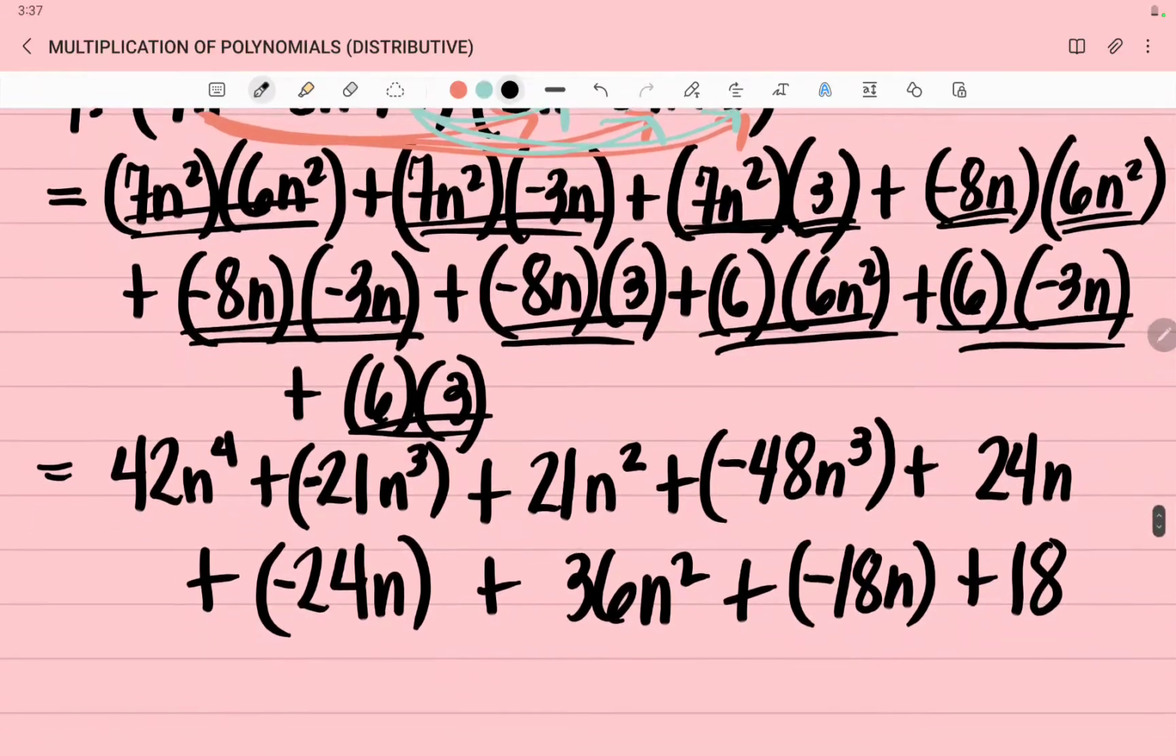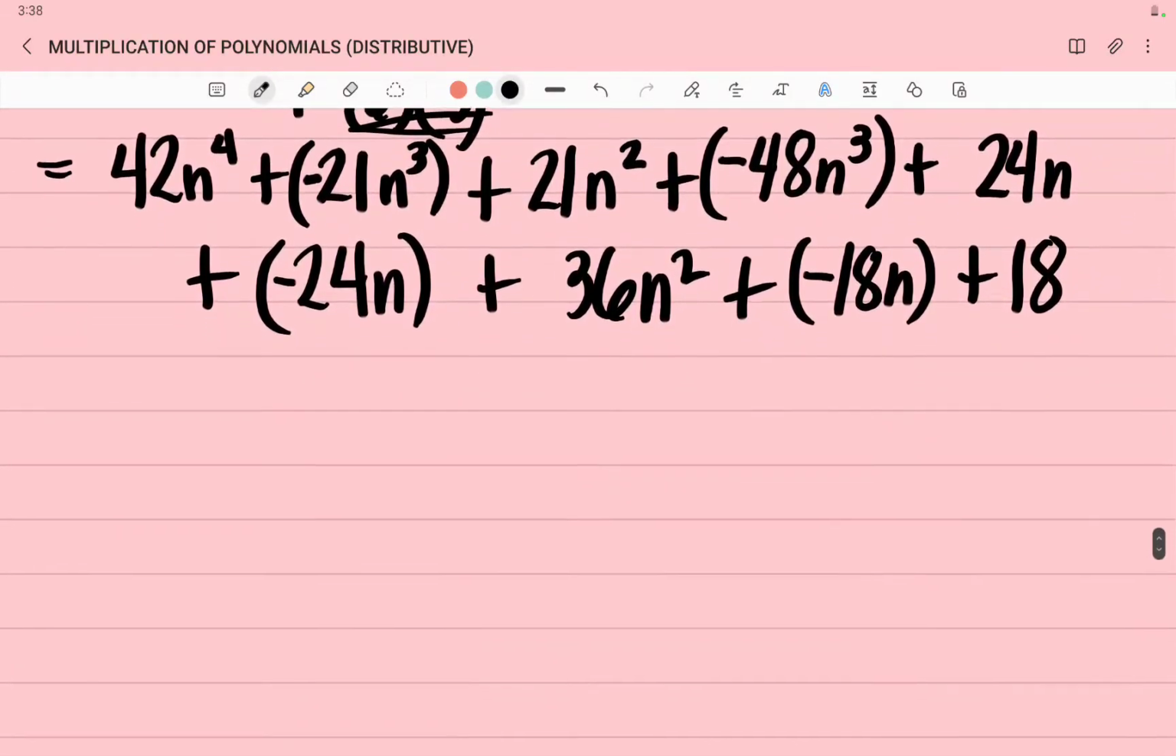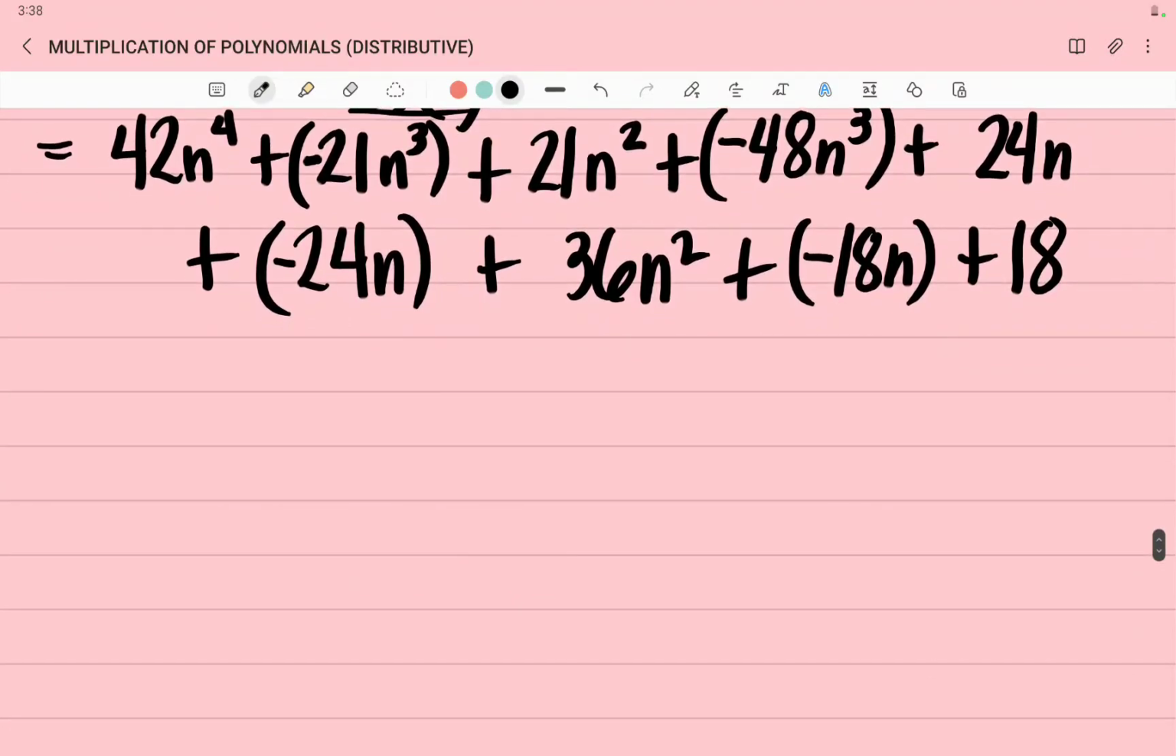Okay, so now let's finalize our answer. We have to arrange the terms according to the degree of each term.